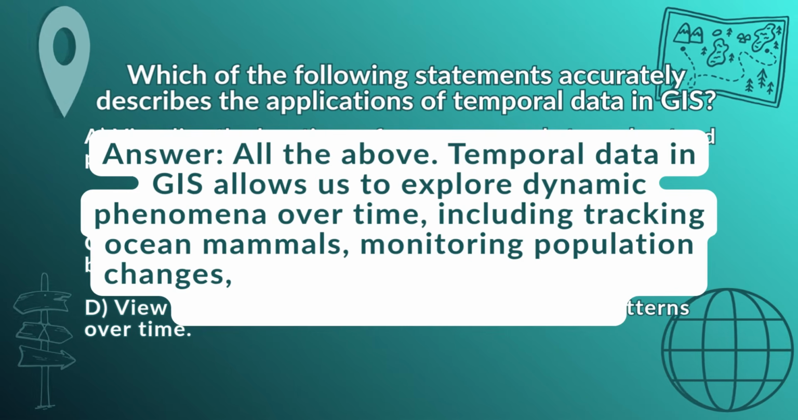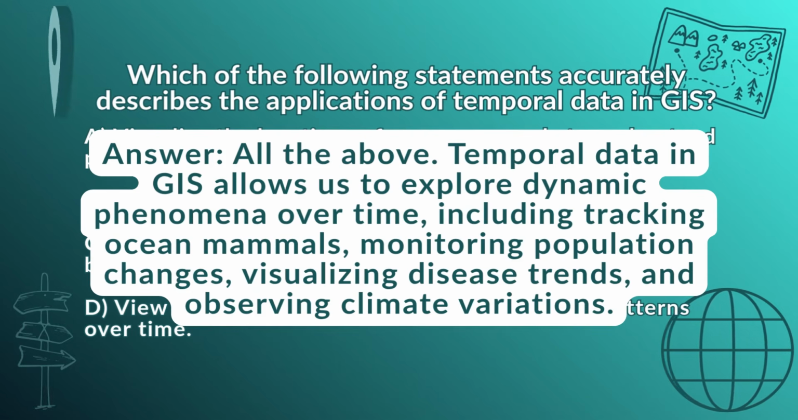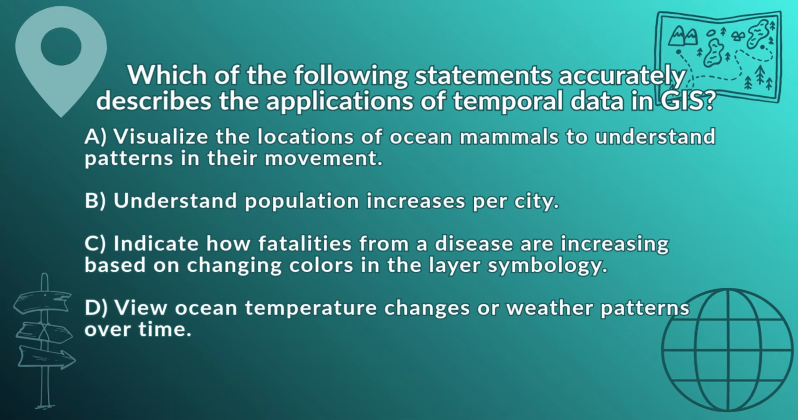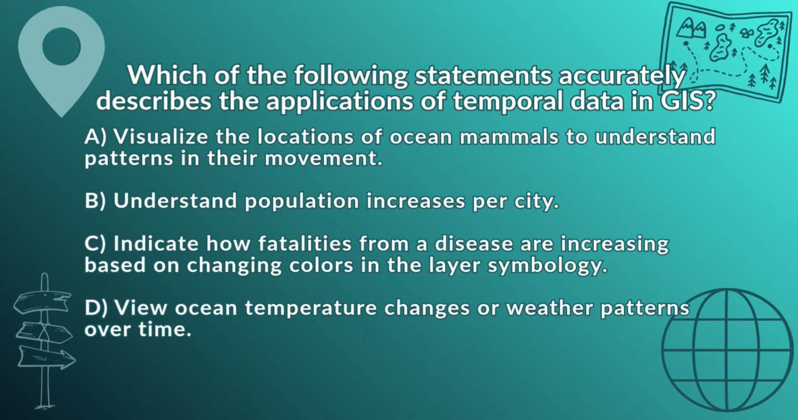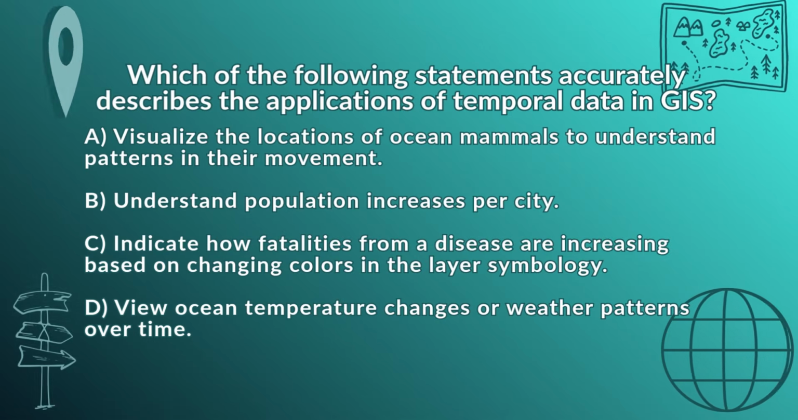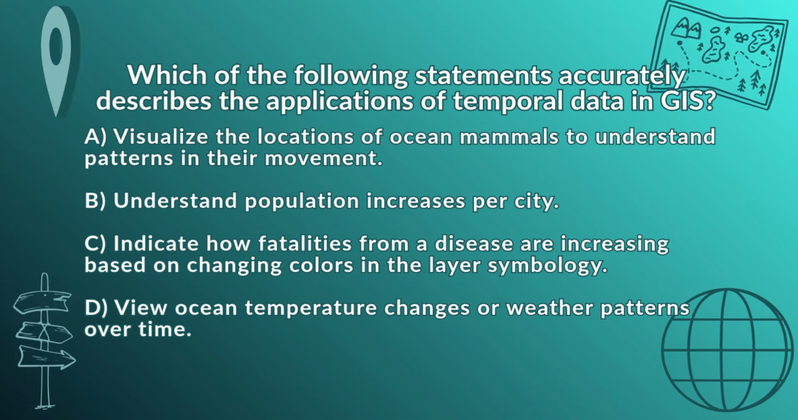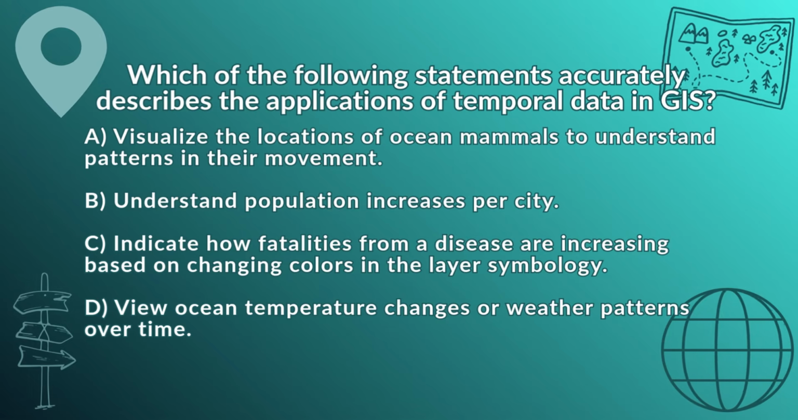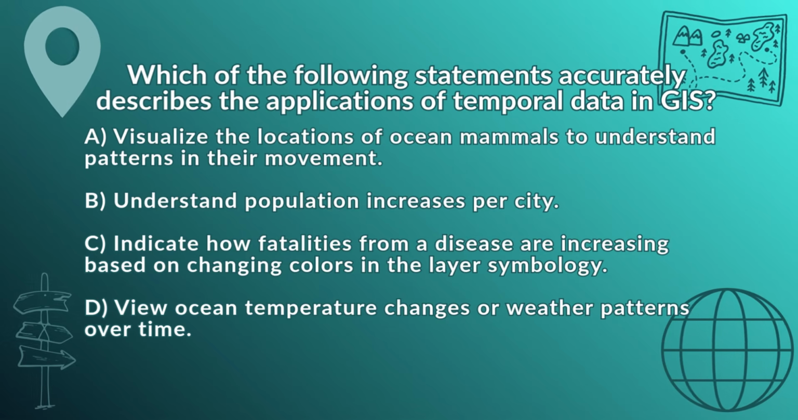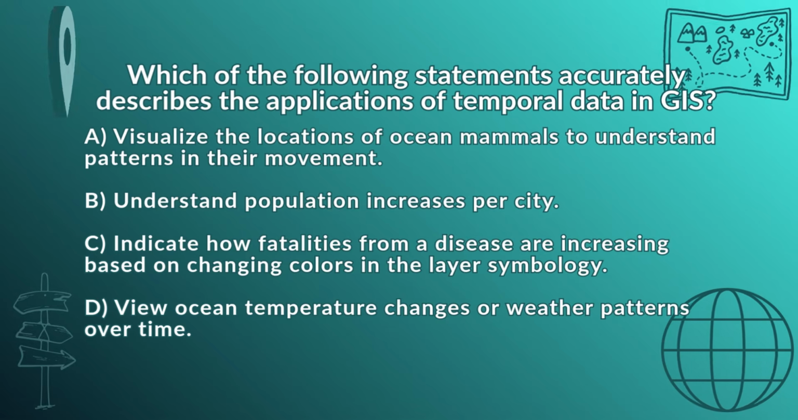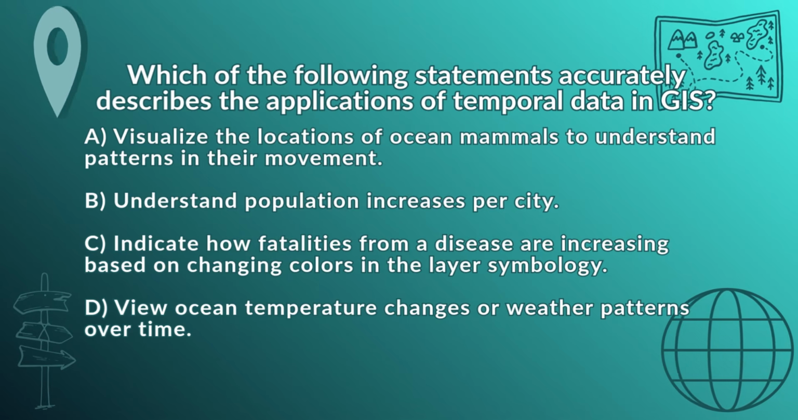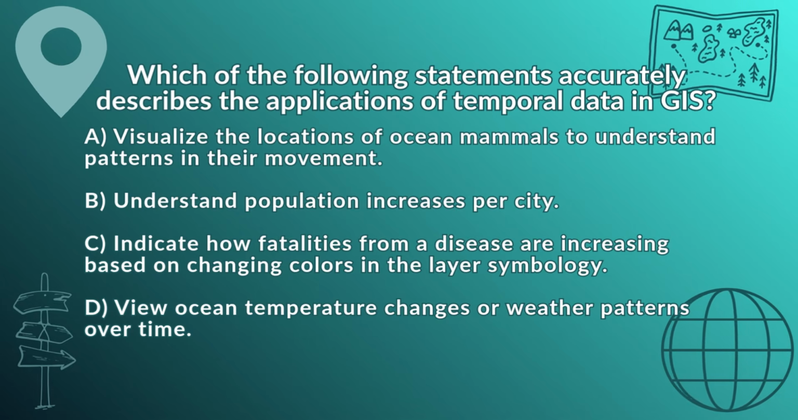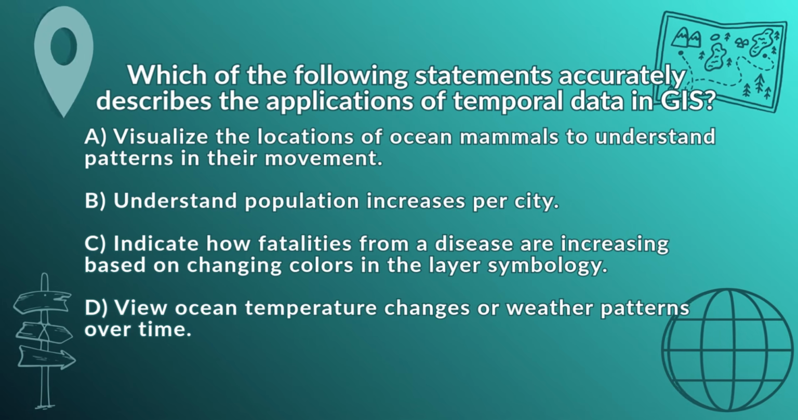All of the above. Now, options A, B, and D are pretty straightforward. They represent the classic tracking of movement, growth, and environmental change. But I really want to dive deep into option C because it highlights a very specific advanced technique. Changing colors. Yes. Indicate how fatalities from a disease are increasing based on changing colors in the layer symbology. Hold on. So we aren't moving a geometry across the map and we aren't adding new polygons. We are just changing the color of a static point based on time, and that counts as temporal data visualization.